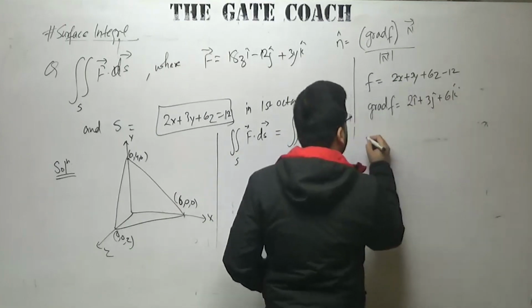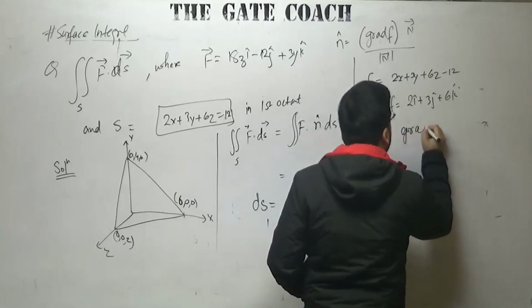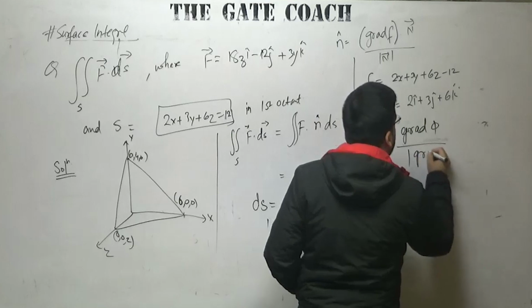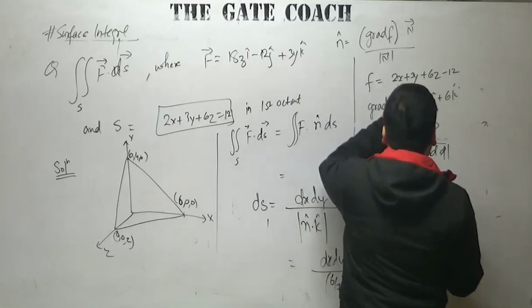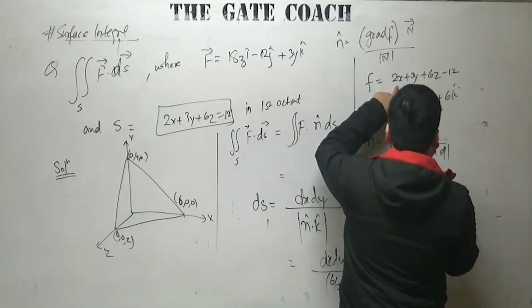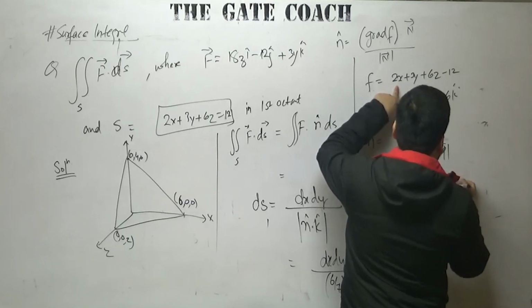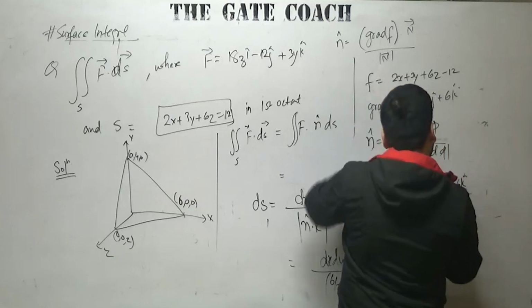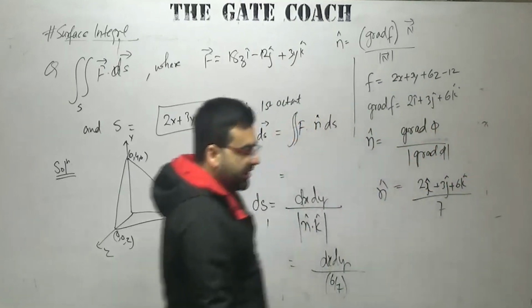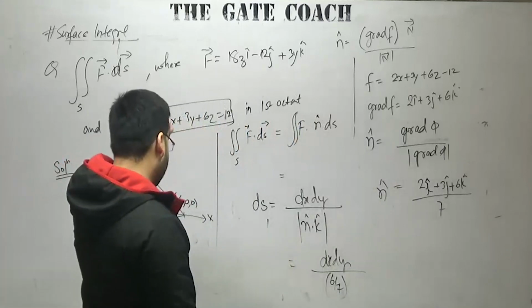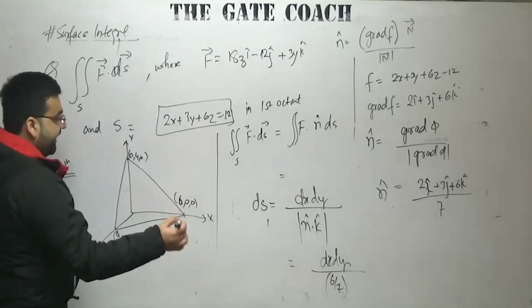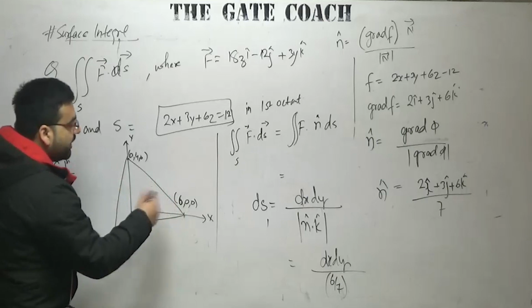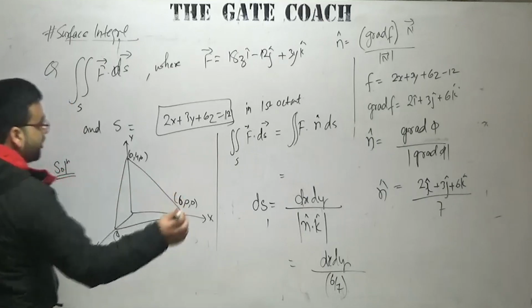I can directly write that n cap will be equal to grad of phi divided by mod of grad phi. Just remember it like this. So it will be equal to what? Grad phi, we calculate the value of grad phi. It will be equal to 2 times i cap plus 3 times j cap plus 6 times k cap divided by 7. Just remember it like that. So we have to calculate the unit normal vector along this surface. That will be equal to grad phi vector, which is perpendicular to the surface, divided by the magnitude. That will be the unit normal vector to the surface.